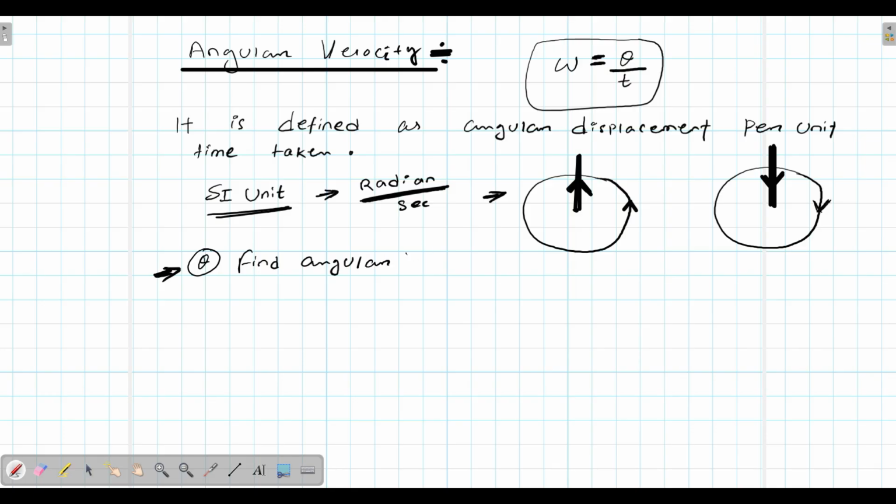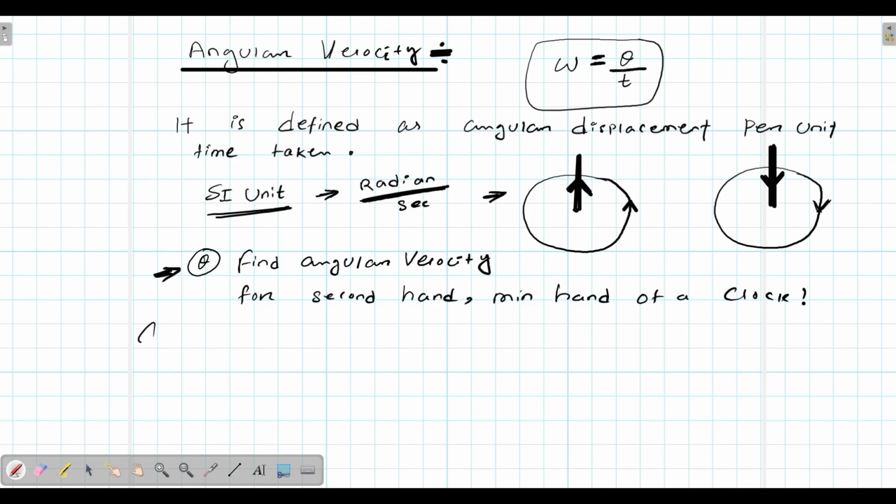Find angular velocity of second hand and minute hand of a clock.